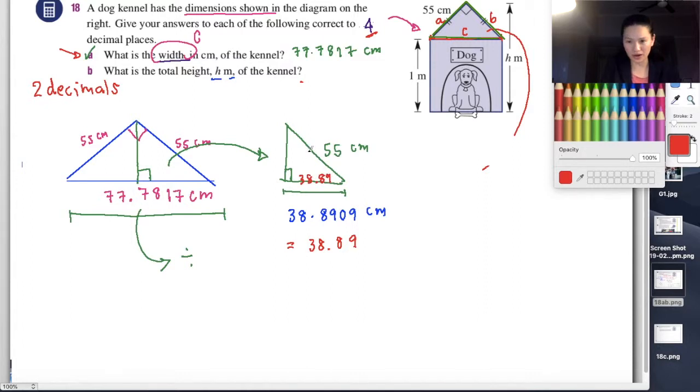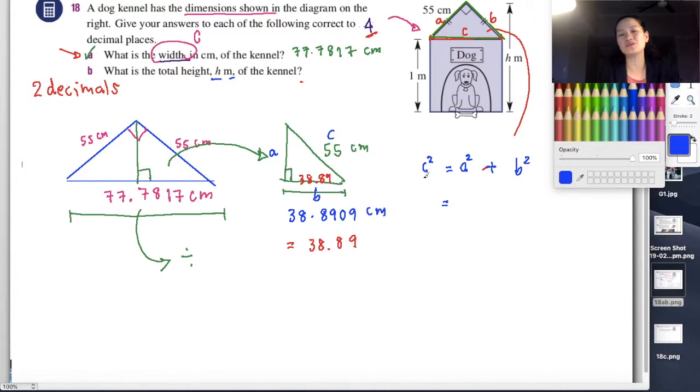So the measurements here are 38.89 and 55. Do you remember our formula? C squared equals A squared plus B squared. So this one could be B. C squared, we don't know about A. We want to find A, but we know C and B.